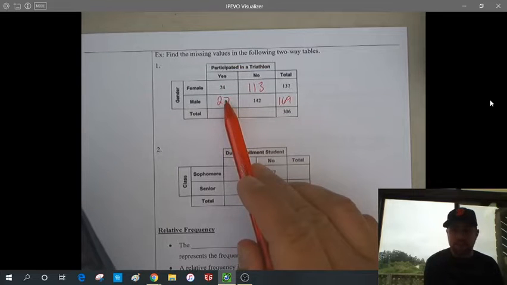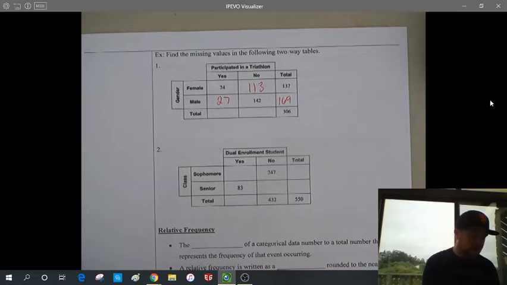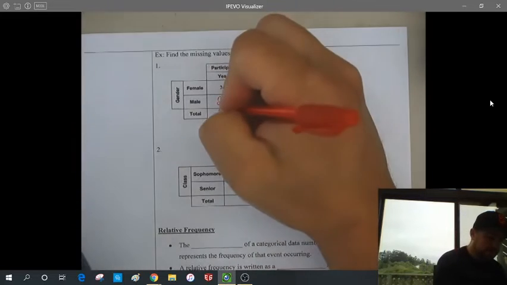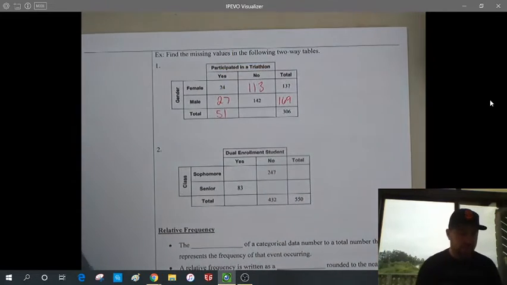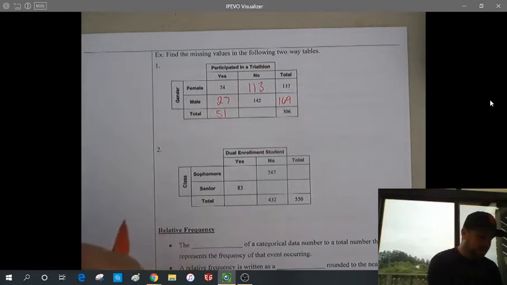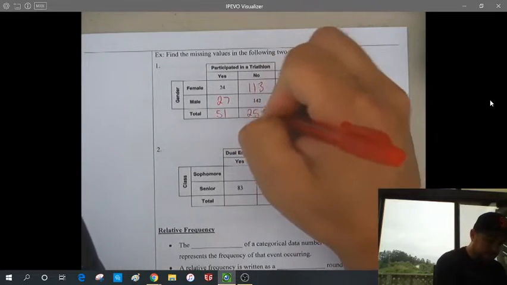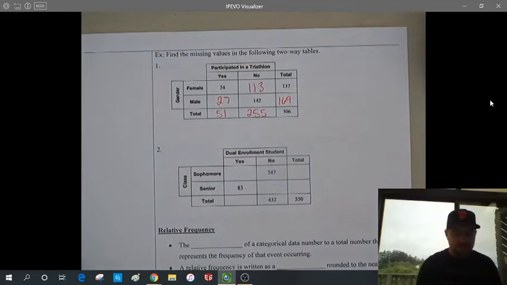Because these are the data numbers. If I have to add those, they need to make the total numbers down here. So now add 24 plus 27, and we get 51 total individuals that did participate in a triathlon. And 113 plus 142 makes 255 that did not.